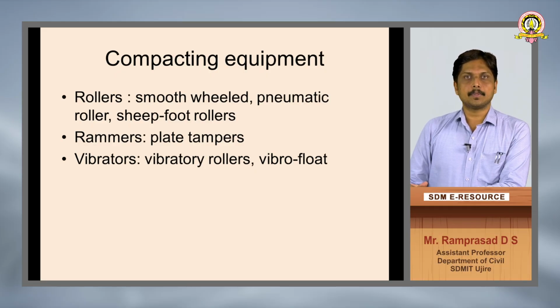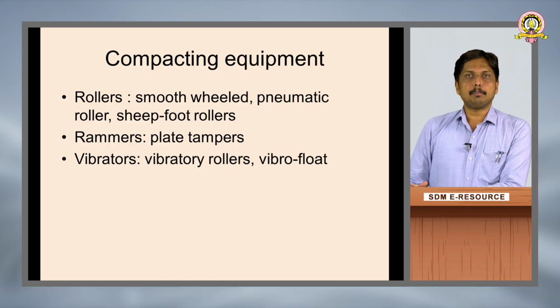In today's session, I will be explaining about the compacting equipments and field compaction control. Compaction is a process of removing the voids which is filled with the air. Here, in this process, we use different type of equipments. Why? Because a single equipment is not capable of compacting the different type of soils. Here we use rollers and rammers as well as the vibrators.